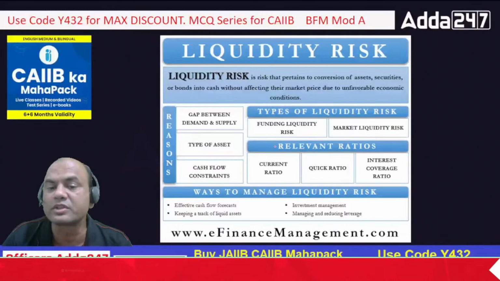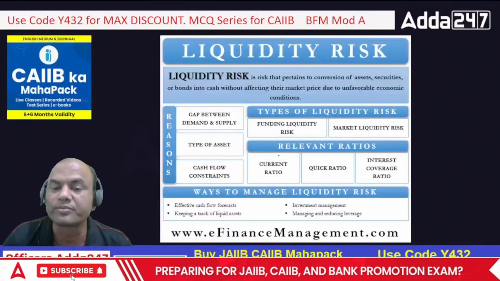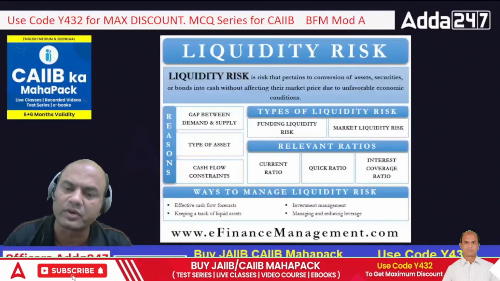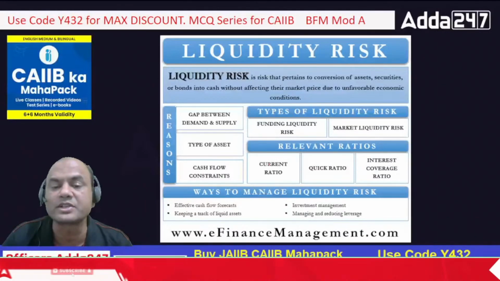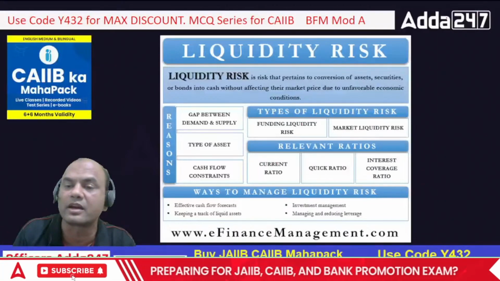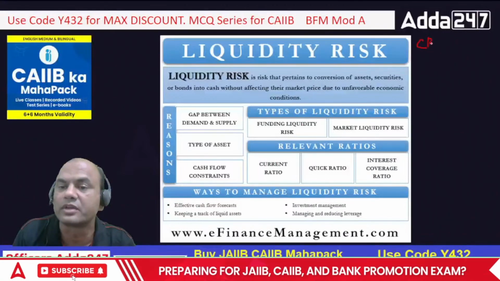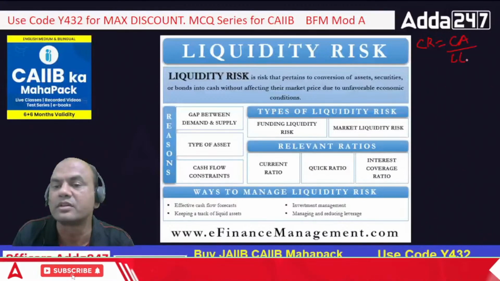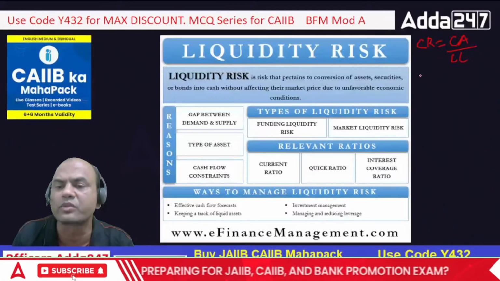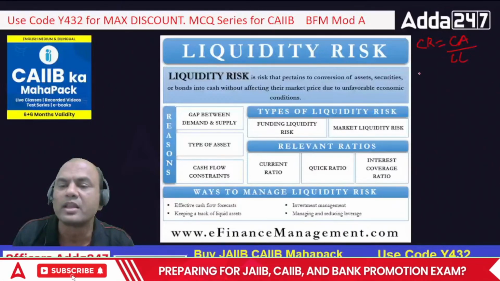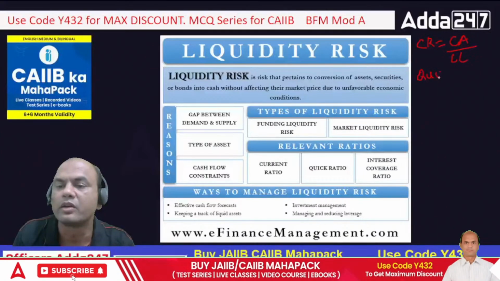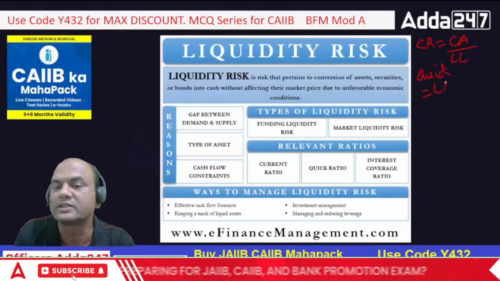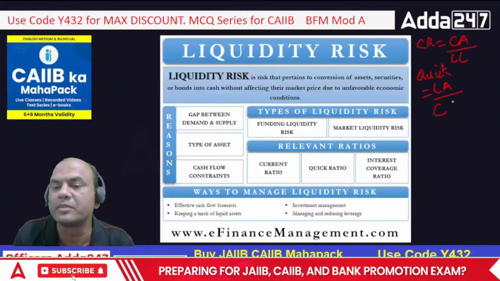Relevant ratios. Which are the ratios important for liquidity risk? Current ratio, quick ratio and interest coverage ratio. These are the very important ratios for checking the liquidity risk. Current ratio means what? Current assets upon current liabilities. Here current ratio equals current assets upon current liabilities. What is quick ratio or liquid ratio? Quick ratio is also called liquid ratio. Okay, let's write this quick only. Quick ratio equals liquid assets upon current liabilities.